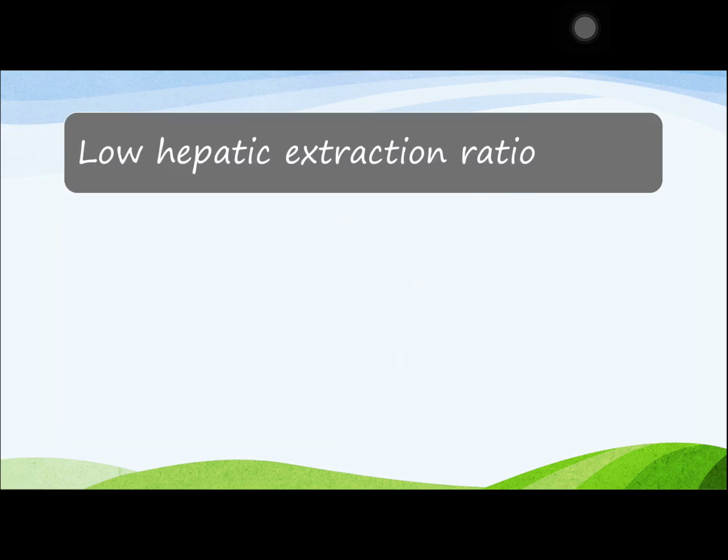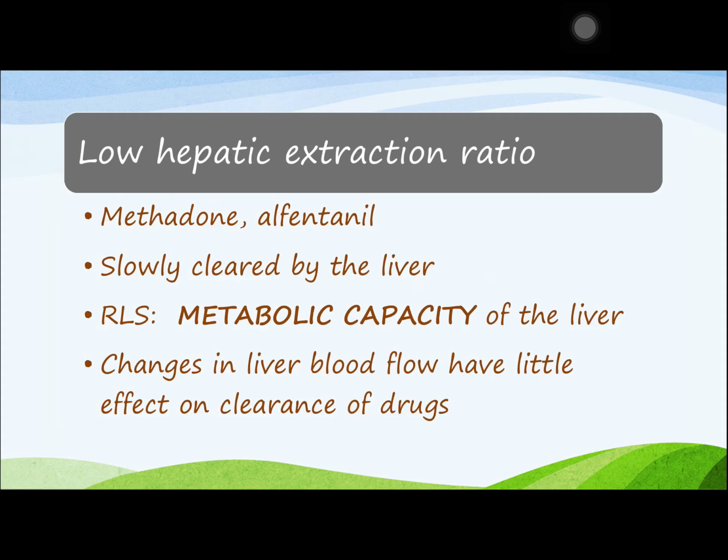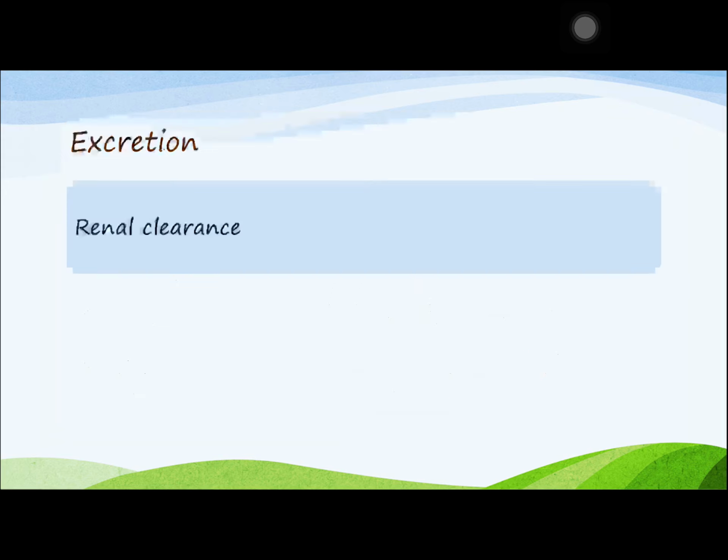The opposite occurs with low hepatic extraction ratio drugs like methadone and alfentanil. They are slowly cleared by the liver. The rate-limiting step of these drugs is the metabolic capacity of the liver. Thus, changes in the liver blood flow have little effect on the clearance of these drugs.